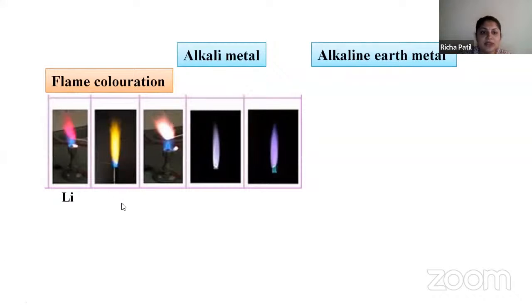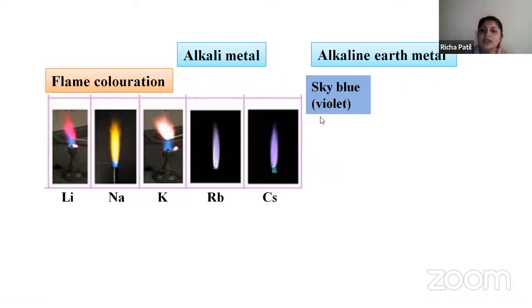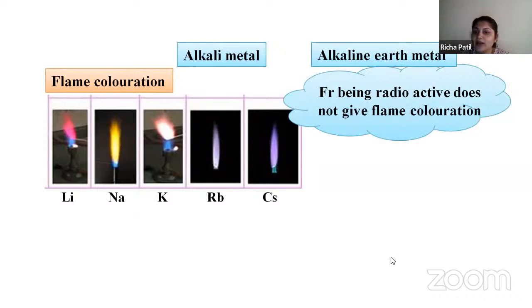Lithium shows crimson red. Sodium shows golden yellow. Potassium shows pale violet. Rubidium shows purple color. Cesium shows sky blue, a bit of violet color. These are the flames shown by different alkali metals. Francium, being a radioactive element, does not give any flame coloration.